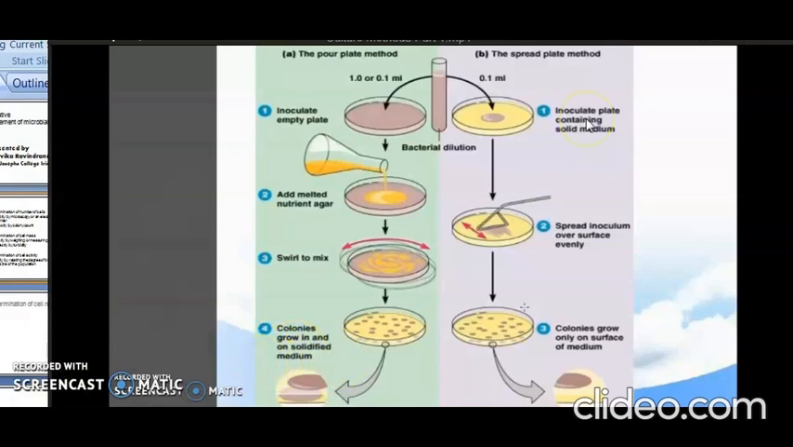Whereas in the case of the spread plate method, 0.1 ml of the sample is taken and inoculated onto the plate containing solidified medium. And the inoculum is spread over the surface evenly with the help of an L rod. And after incubation for 18 to 24 hours, the colonies will be seen grown on the surface of the medium alone.